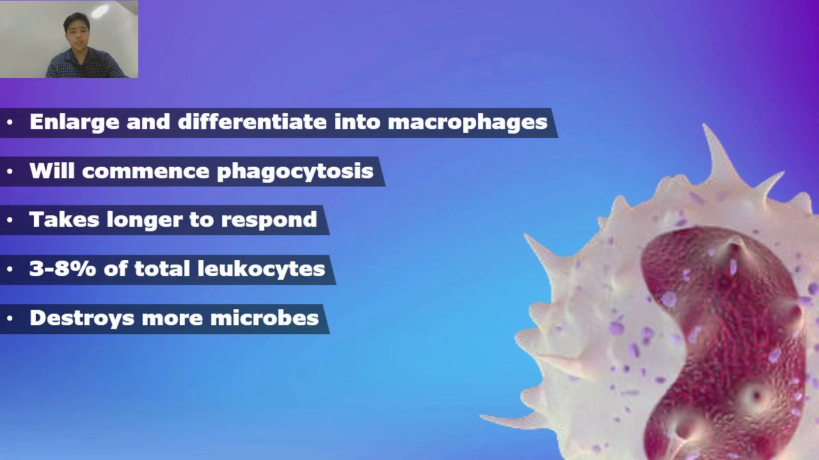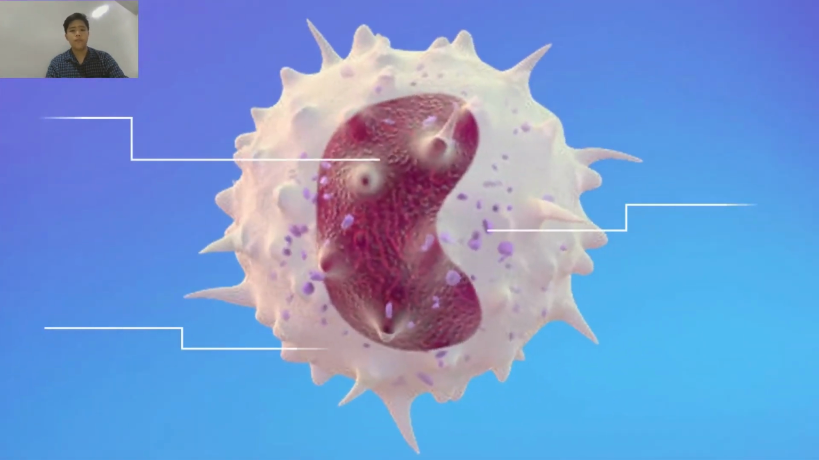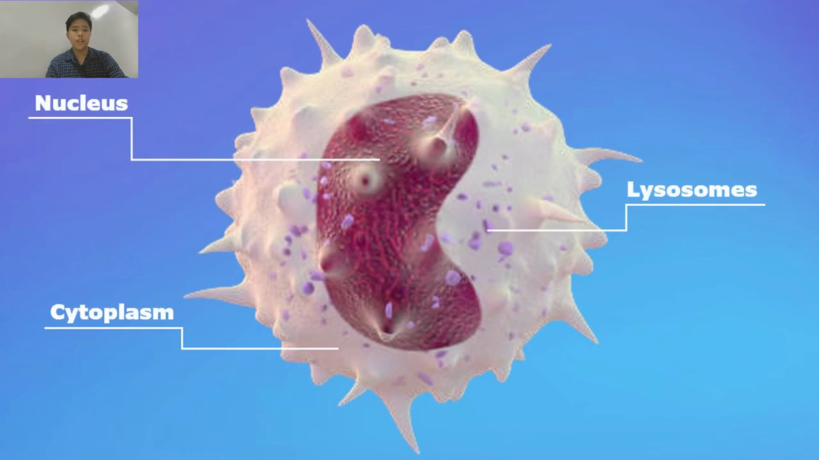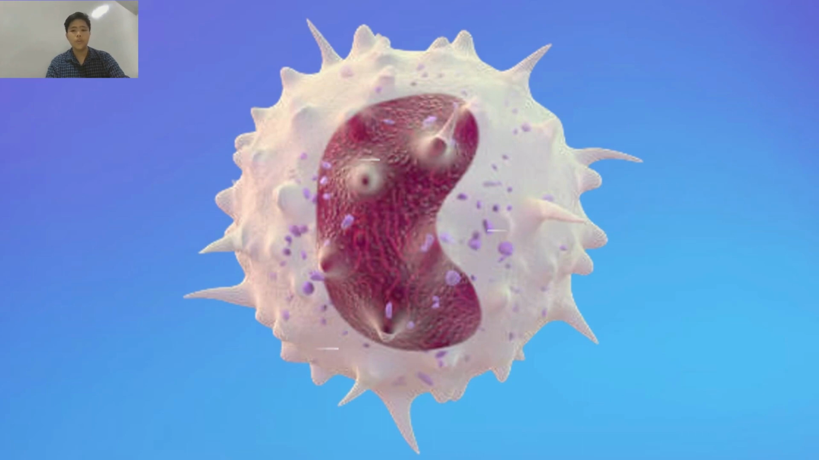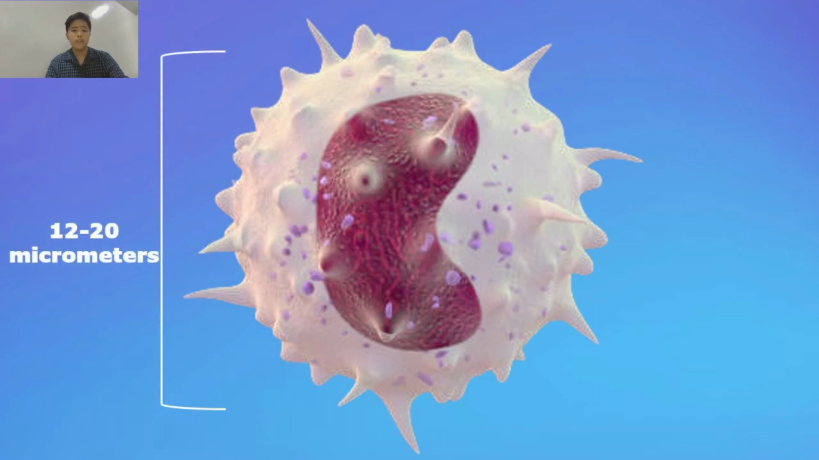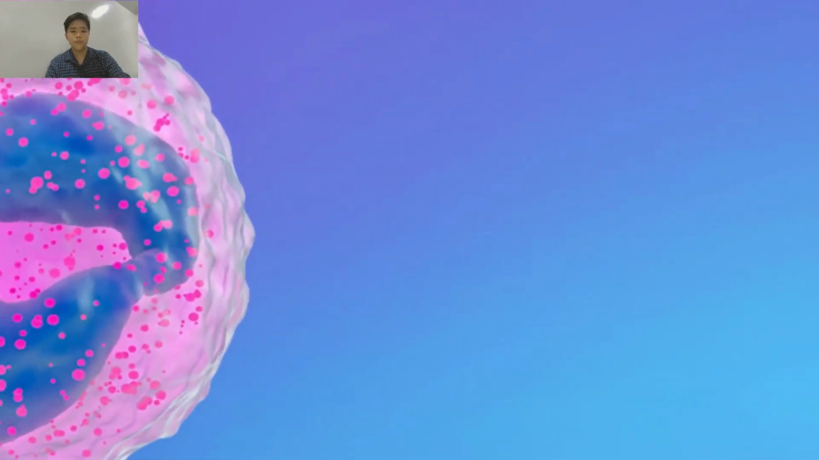So for the parts of the monocyte, we have the cytoplasm, the nucleus, which is kidney-shaped or bean-shaped, and lysosomes, which degrade and recycle both extracellular and intracellular materials, which are the final steps in phagocytosis. Their diameter is around 12 to 20 micrometers. So that's basically why they are the largest among the five types. Now let's move on to the neutrophils.